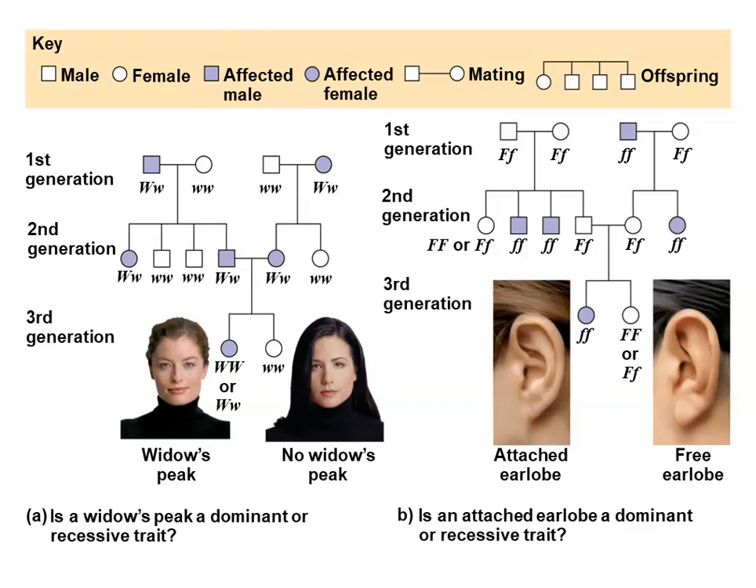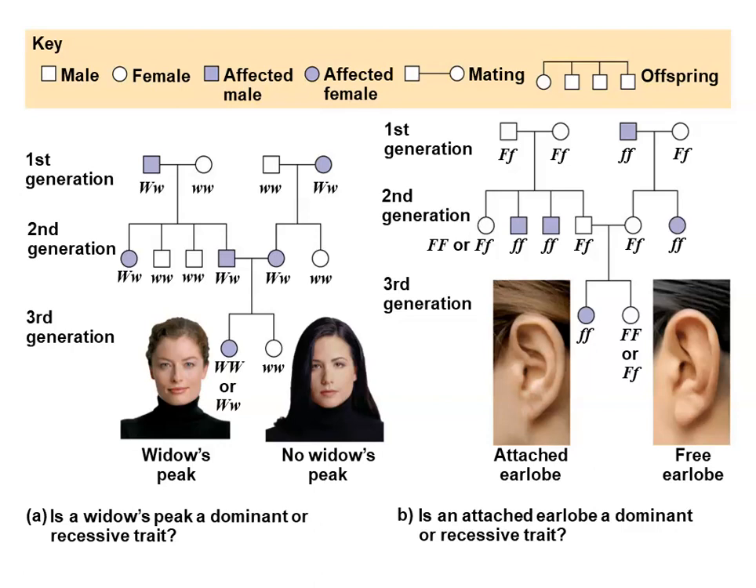Over here on the right-hand side, we have attached earlobes. We have, in the third generation, an individual that has both recessive alleles, and we have her in that, I don't know if it's a guy or a girl, it looks like a girl to me, but the other individual does not have an attached earlobe. They have a free earlobe.